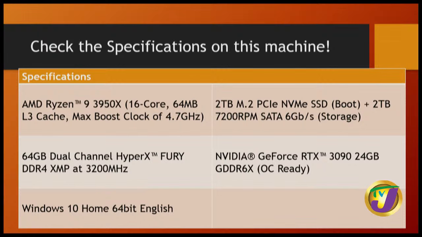Then we have a 2 TB M.2 PCIe NVMe SSD. And yes, it can be overwhelming, but don't worry, we're going to go through it. 2 TB 7200 RPM SATA, 6 gigabits per second storage. And of course, the storage gave everything away, so to speak. And then we see an NVIDIA GeForce RTX 3090 24 gigabyte GDDR6X.